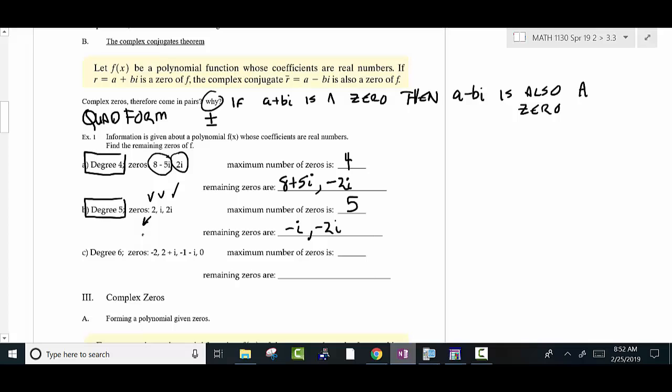Now, sometimes I'll see students want to give me negative 2. That's a real number. Those things don't come in pairs like that. It's the complex numbers, the i part, that comes in pairs. Okay, so that would be your 5 zeros then.